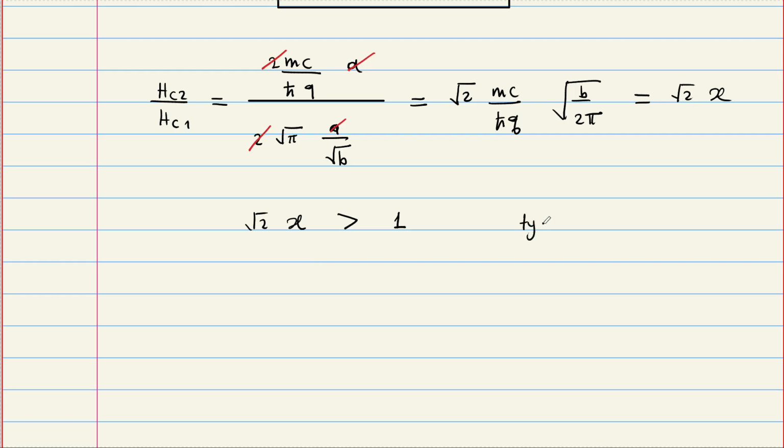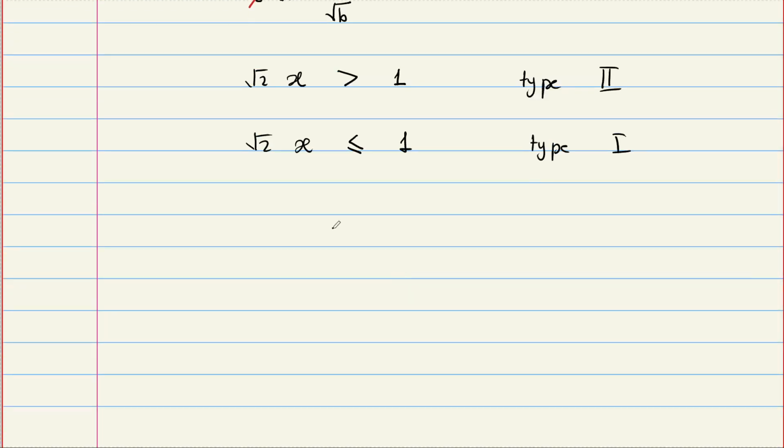Then type 2 superconductors are possible if this root 2 kappa is bigger than 1. If it is smaller than or equal to 1, there is no type 2, right? That's nonsense. Then I'm going to call it type 1. Then the threshold is, okay, let me write this like 1 over root 2, and this is 1 over root 2, and erase this.